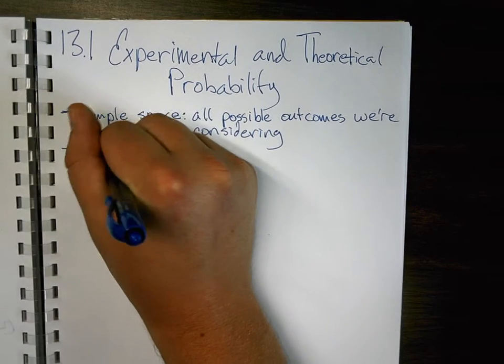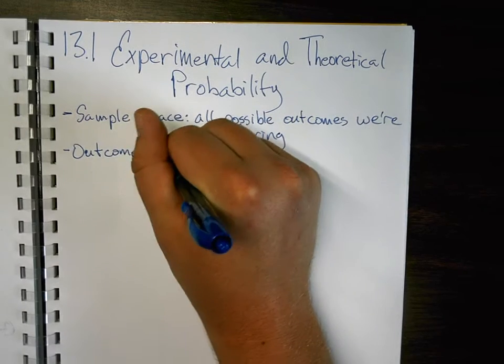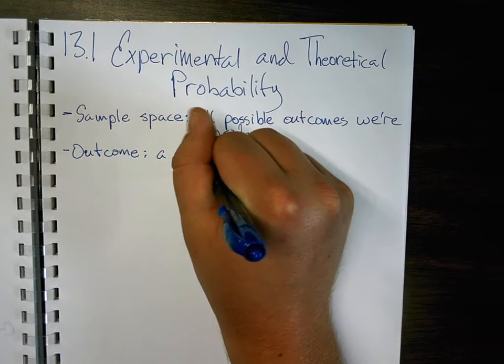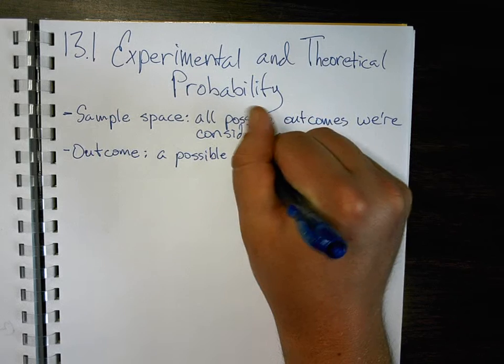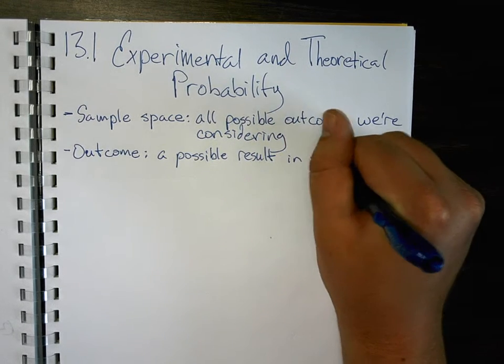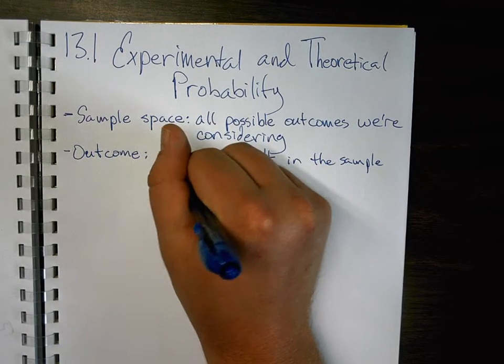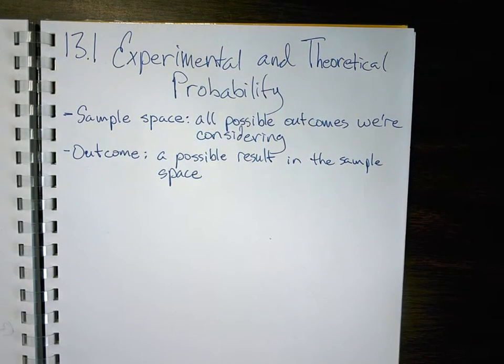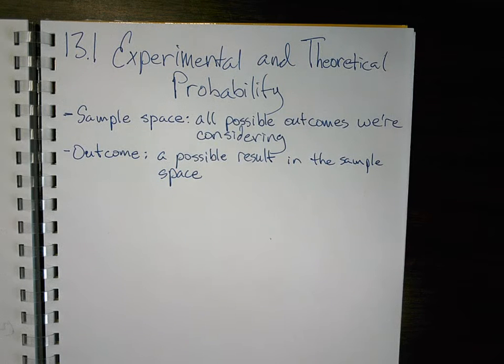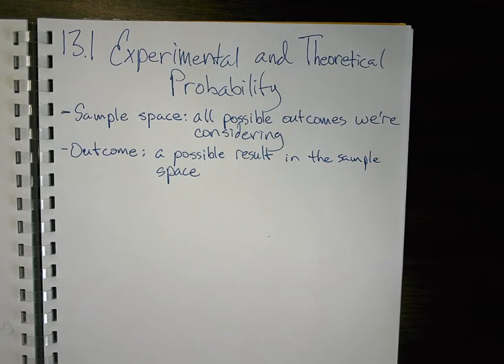Now an outcome is just a possible result in the sample space. So my sample space for rolling a single 6-sided die is 1 through 6, and an outcome is just a possible result. So an outcome might be 2, or an outcome might be 4, or 5, or one of those 6 numbers.